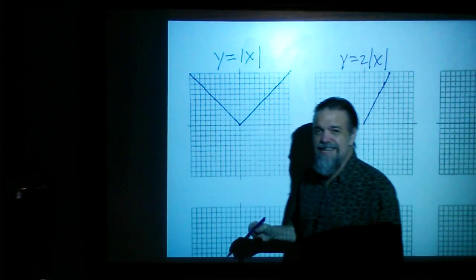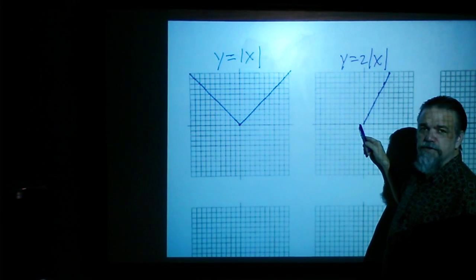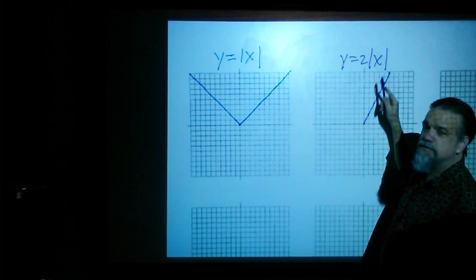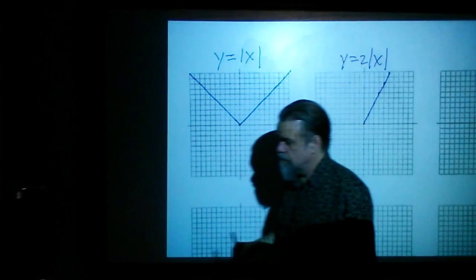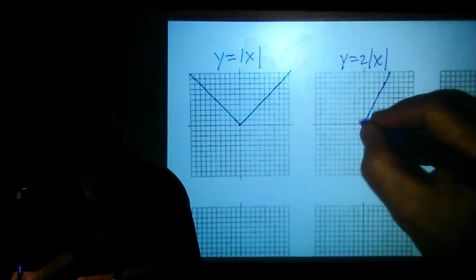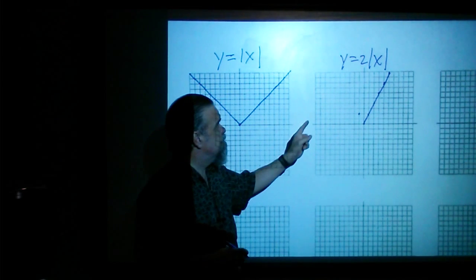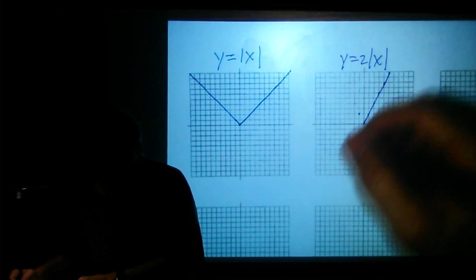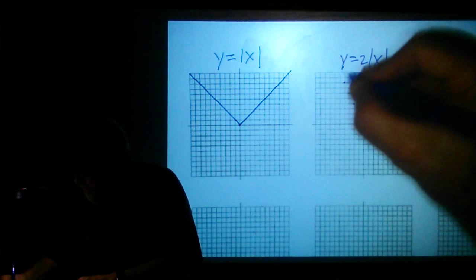When x is negative, well, let's say if x were negative 1. If x were negative 1, then we would have 2 times the absolute value of negative 1, which is 2 times 1, which is 2. And if x is negative 2, then you get 2 times the absolute value of negative 2, which is 4. And so it goes up and up and up like this.